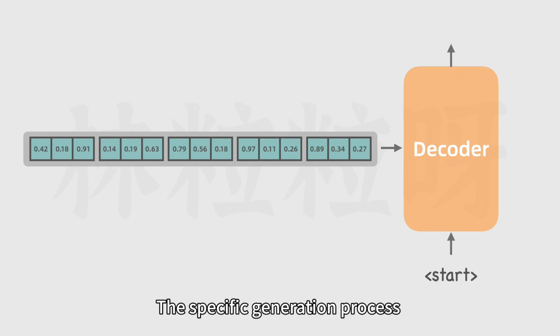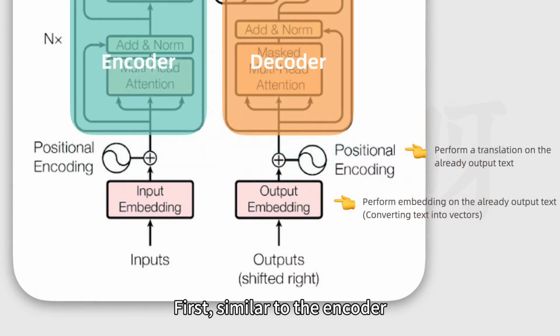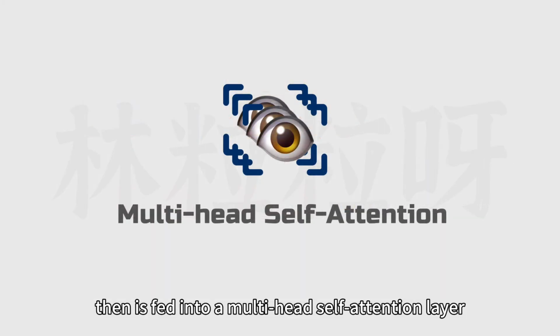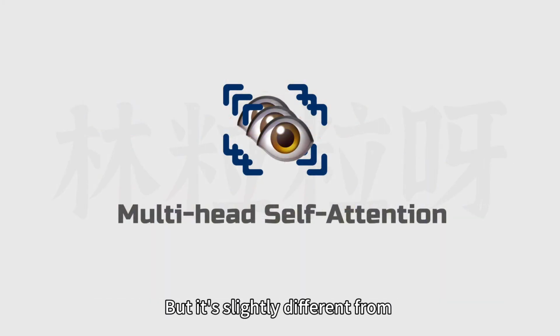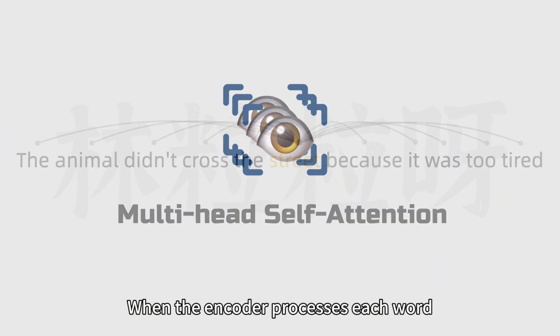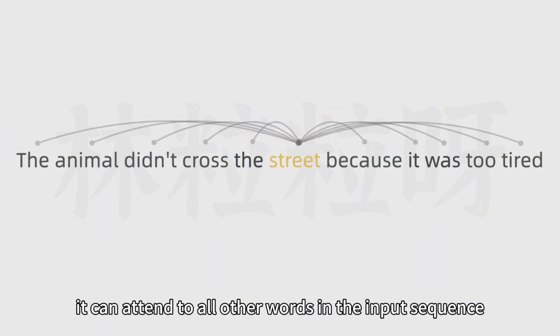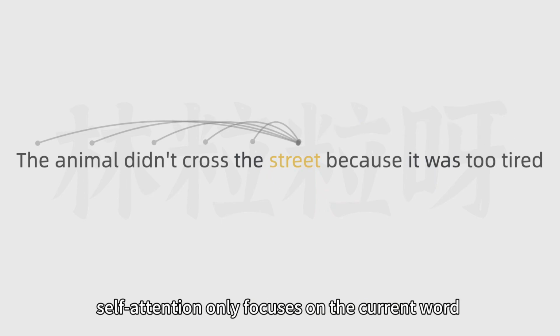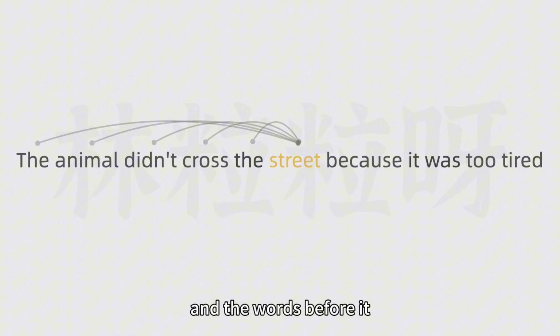The specific generation process still involves multiple steps. First, similar to the encoder, the text goes through the embedding layer and positional encoding we already know about, then is fed into a multi-head self-attention layer. But it is slightly different from the self-attention layer in the encoder. When the encoder processes each word, it can attend to all other words in the input sequence. However, in the decoder, self-attention only focuses on the current word and the words before it.